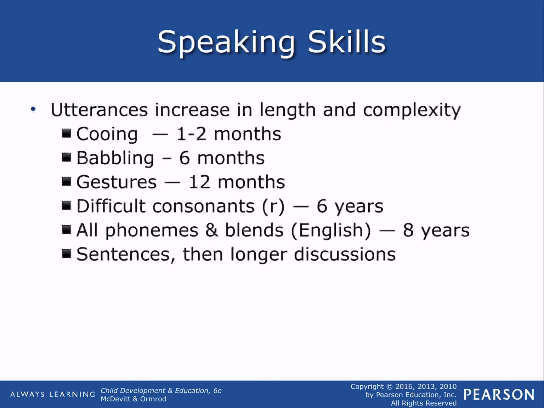Okay, so it goes in this order. Cooing, 1 to 2 months. Babbling, 6 months. Gestures, 12 months. Difficult consonants like R, this is what I'm talking about, kids who roll their language, where you might be correcting them, 6 years. Phonemes and blends for English, 8 years. And then sentences and then longer discussions. Okay, so it takes a long time to get language to be sort of adult level sophisticated.